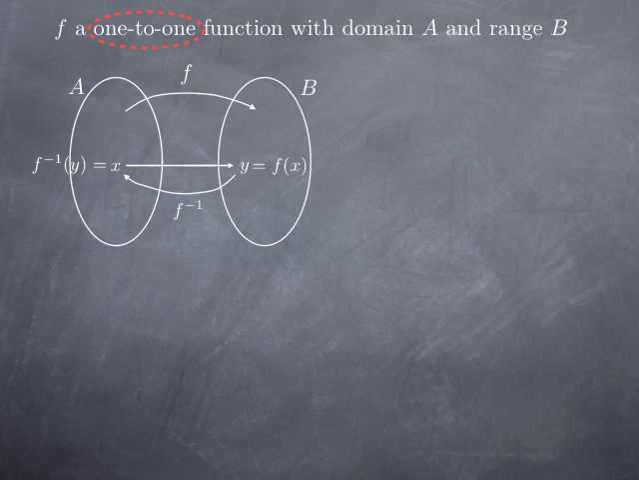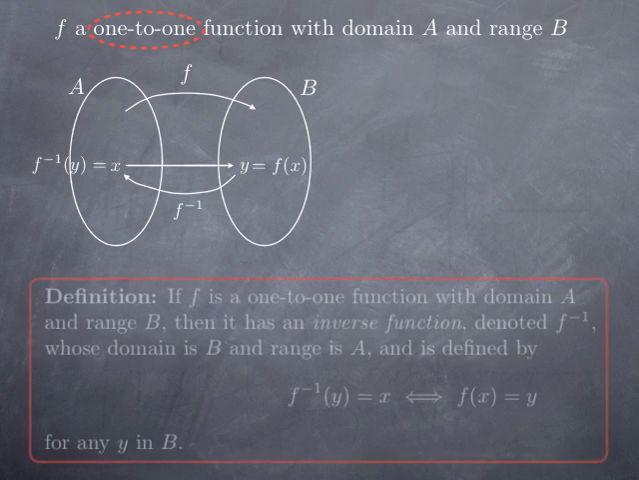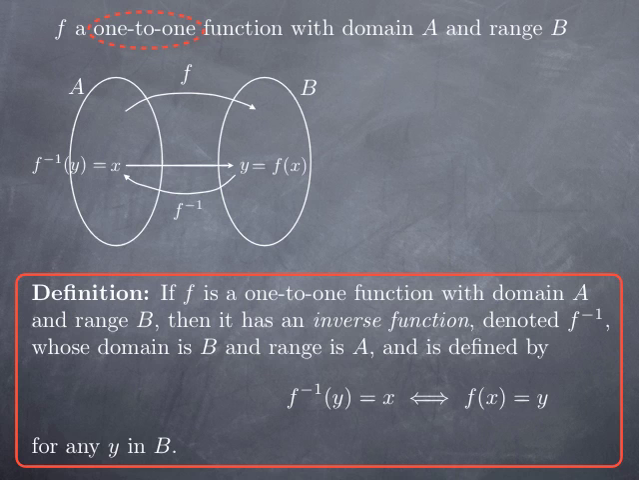So if I have a 1 to 1 function from A to B, I have an inverse function from B to A that undoes what f does. More formally, if f is 1 to 1 with domain A and range B, then it has an inverse function that we will denote f to the exponent -1, and I will read that f inverse, whose domain is B and range is A. In other words, the domain is the range of f, and the range is the domain of f, and it is simply defined by f inverse of y is x if and only if f of x is y, and that's for any y in B.